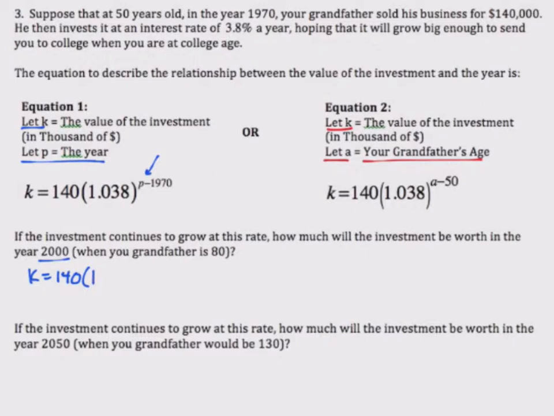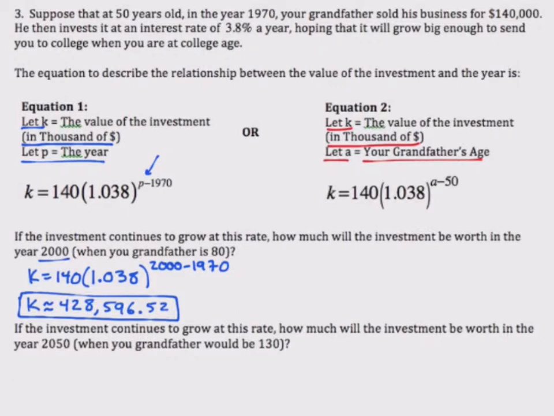So we find that the value of the investment will be K equals 140 times 1.038 to the power of 2000 minus 1970. One thing I should have pointed out is that the variable K represents the value of the investment in both cases in thousands of dollars. So in thousands of dollars here and in thousands of dollars there. Awesome. So now all you have to do is use a calculator to evaluate this and find out the value of K, the value of the investment.